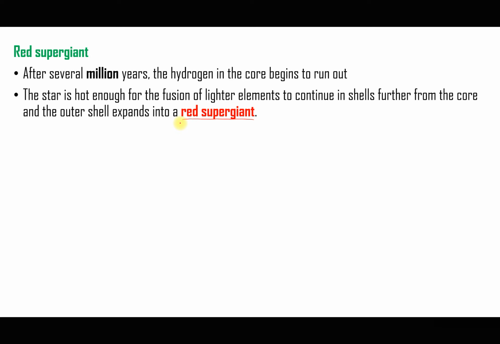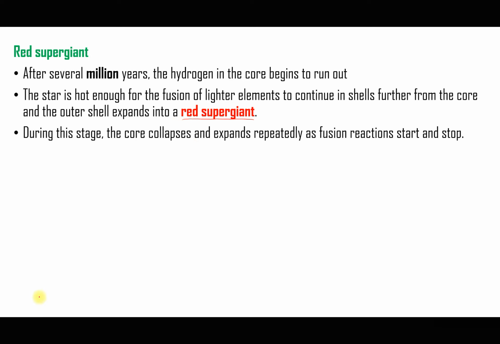And during this stage, the core collapses because remember it was running out of fuel. So it means the outward forces due to the heat at the core or due to the radiation pressure were reducing, and the inward forces were becoming greater than the outward forces. So the core collapses, and as it collapses, it expands rapidly as fusion reactions start and stop. So the core will always collapse and expand repeatedly because fusion will start and stop.